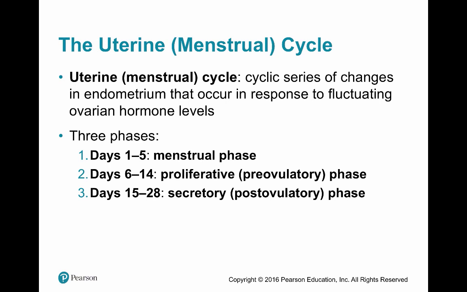Now let's just talk about the menstrual cycle, and it's basically the cyclic series of changes in the endometrium, and it occurs in response to the fluctuating ovarian hormones that we're talking about. And so there's 3 phases to the menstrual cycle if there's not a pregnancy, right? Days 1 through 5 are menstrual phase. Days 6 through 14 are the proliferative or pre-ovulatory phase. And day 15 through 28 is the secretory or post-ovulatory phase. So we're going to talk about each one of these.